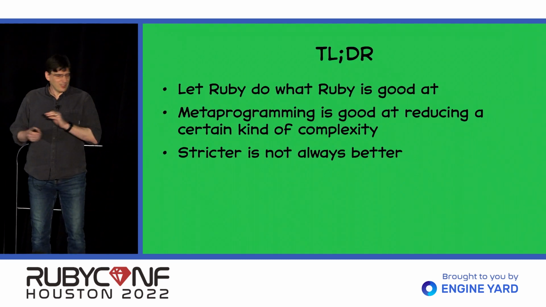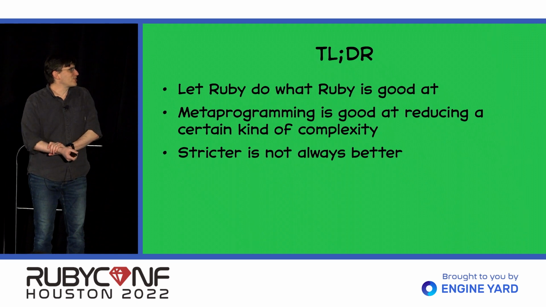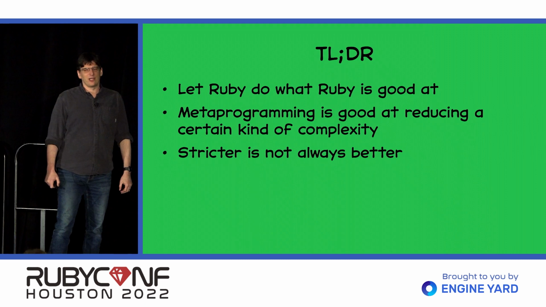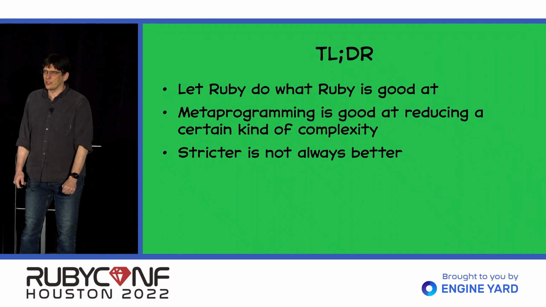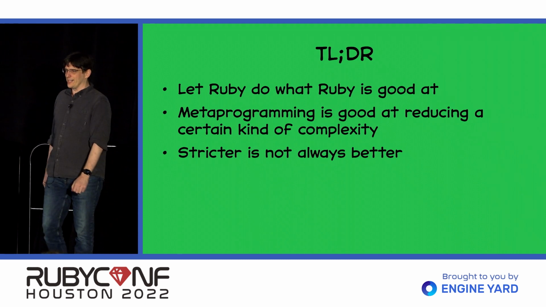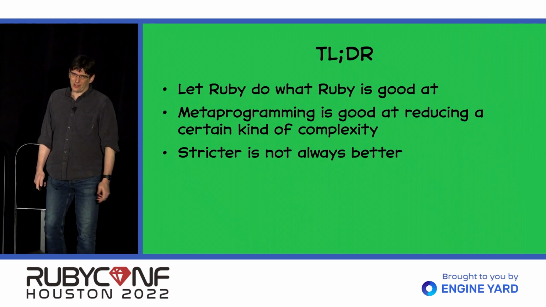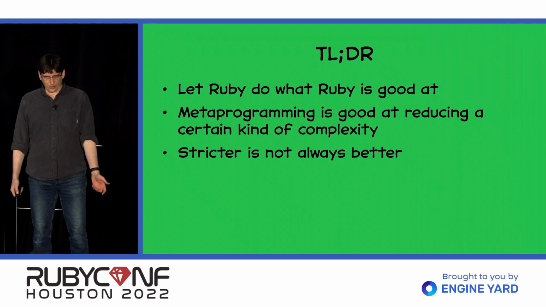To summarize, let Ruby do what Ruby is good at. Metaprogramming is really good at reducing a certain kind of complexity, particularly where you can cleanly separate the structure of the code from the data that's driving that structure. Stricter is not always better. Sometimes it is just stricter.